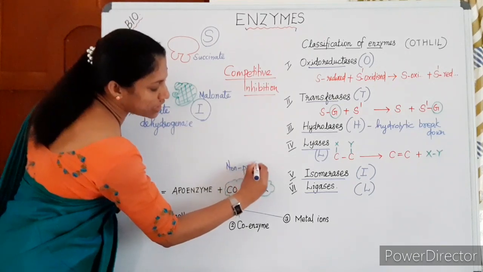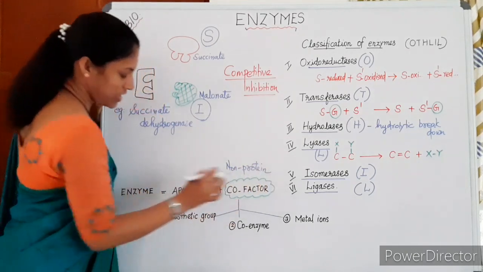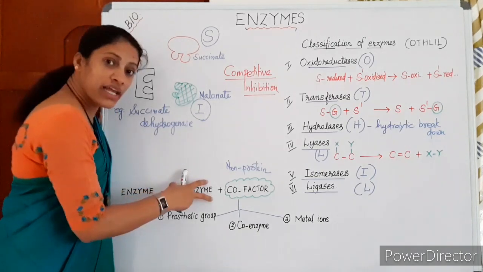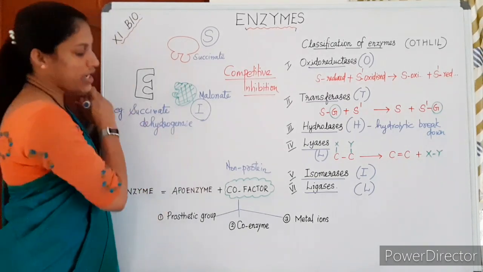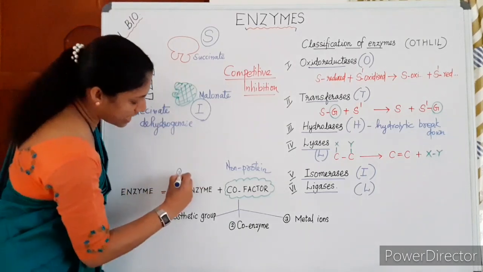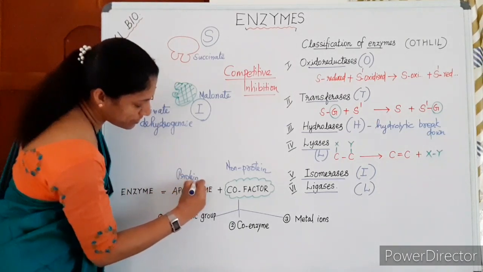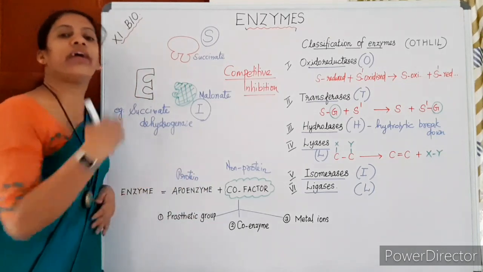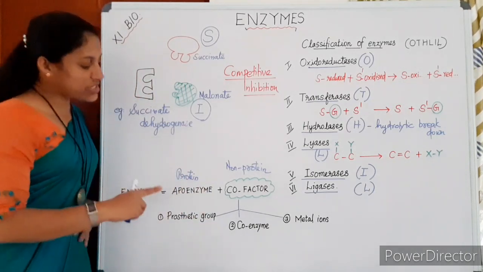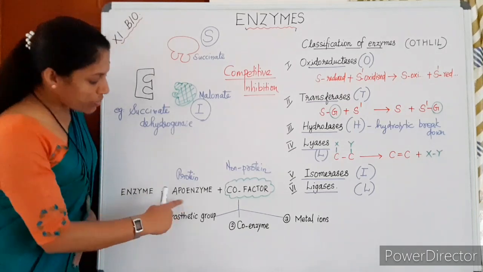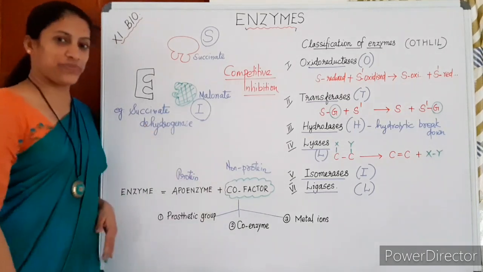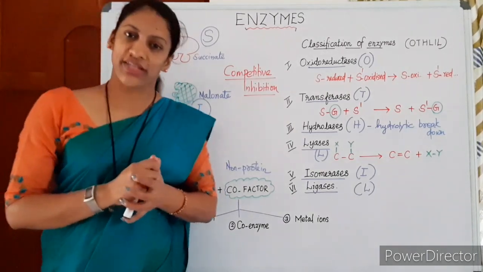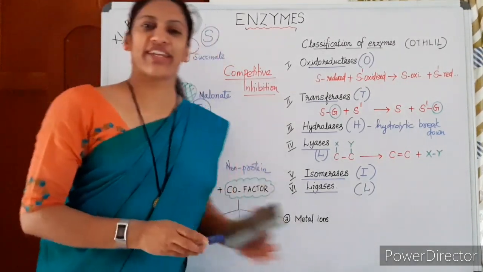So what is the protein part of the enzyme called? Enzyme is chemically mostly protein, and it contains a protein part. The protein part of the enzyme is called apoenzyme. But for action, almost all enzymes require a non-protein part also. What is the non-protein part called? The non-protein part is called a cofactor. So our next topic of discussion is, what is a cofactor? Tell me, what is a cofactor?